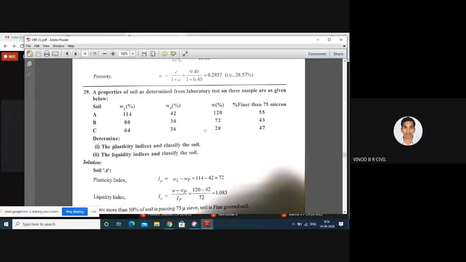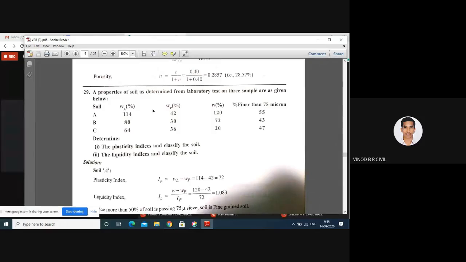You can expect this problem in the examination, 10 to 12 marks. In the problem, there are 3 different soil samples, A, B, C, with 3 different liquid limits. A few classes back, I discussed the meaning of liquid limit, plastic limit, and shrinkage limit. Once again I will tell you in brief the meaning of liquid limit, plastic limit, and shrinkage limit.